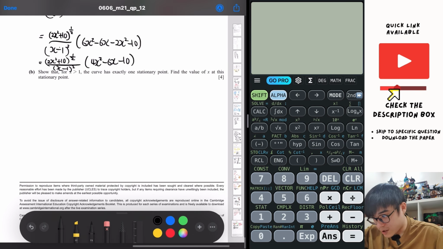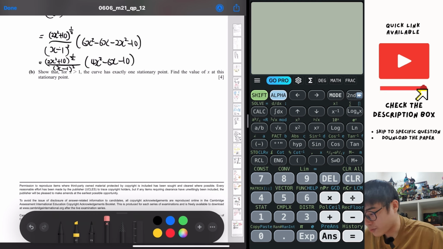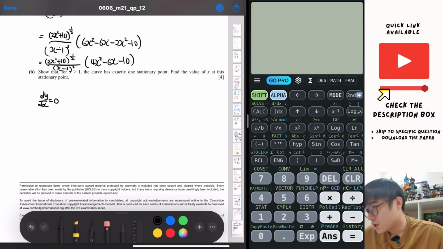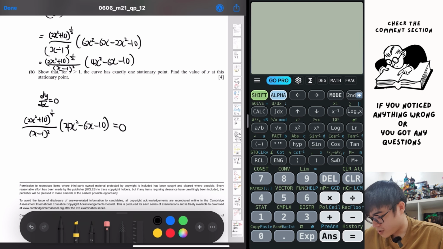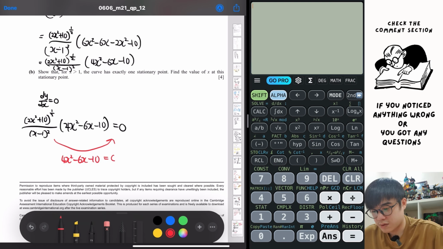They mentioned that this curve, okay, your x must be more than 1 and it has only exactly one stationary point. So for you to find stationary point, you must make sure that your dy dx is equal to 0. So what we have left will be this that we adjusted earlier. So when you shift this to the other side, you get 0 basically. So your 4x squared minus 6x minus 10 equals to 0.